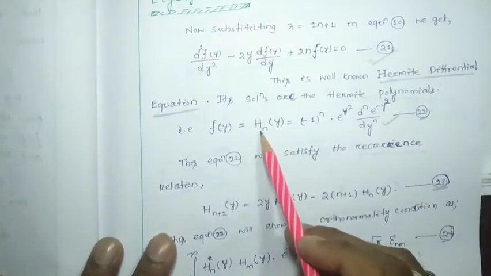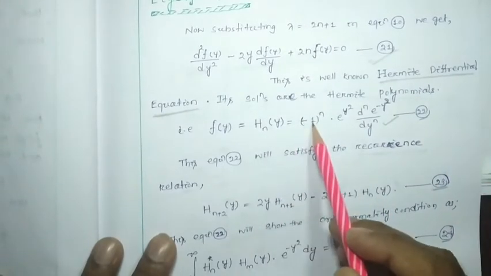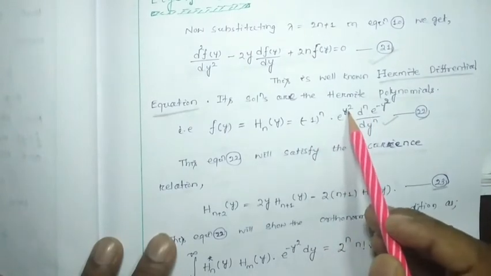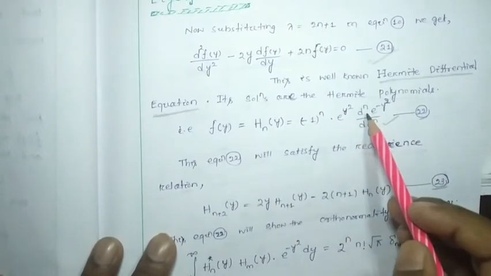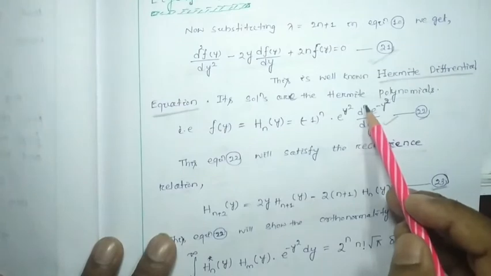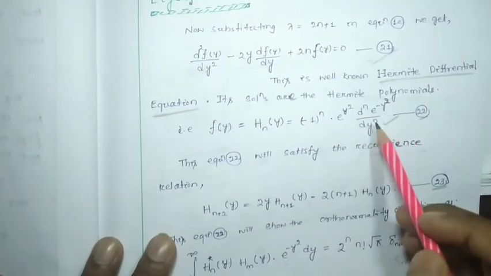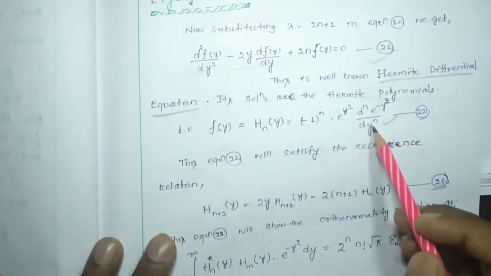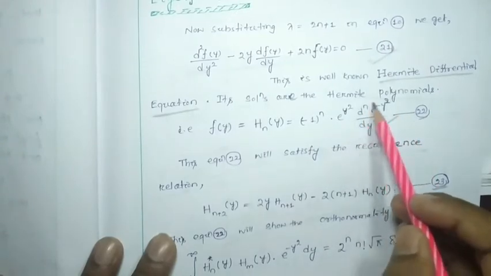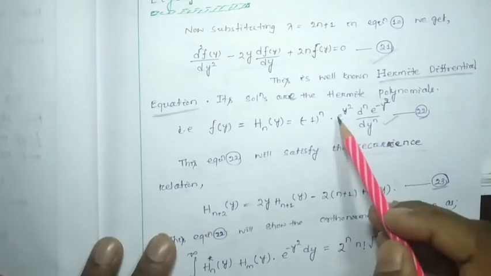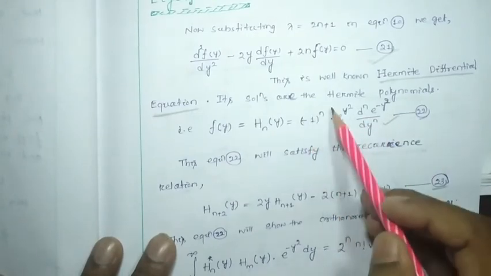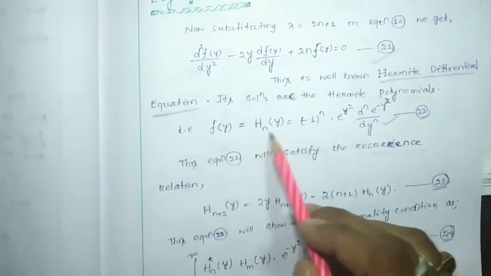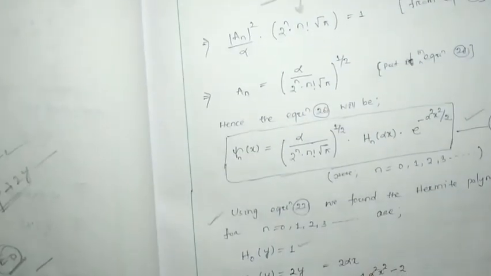First we have to put n equal to 0. n equal to 0 means minus 1 to the power 0, e to the power y square into d^0 e to the power minus y square by dy^0. Okay, that means there is no derivative. No derivative means this will be e to the power y square into e to the power minus y square, which will be equal to 1. So h0 we are going to get 1. The value will be 1. h0(y) equal to 1.